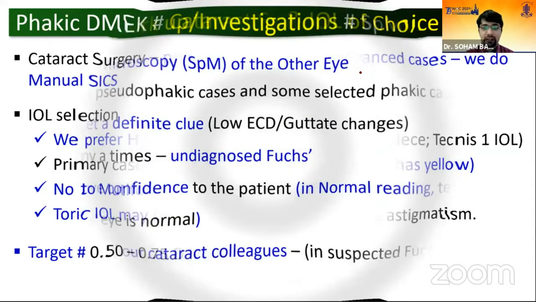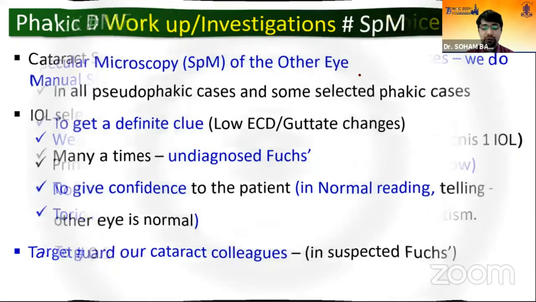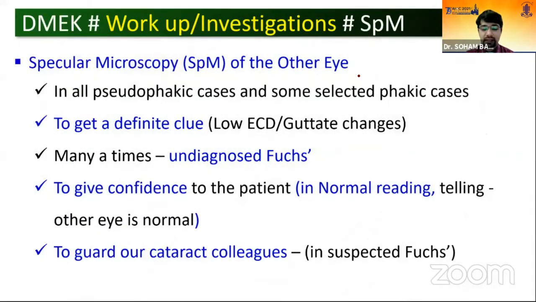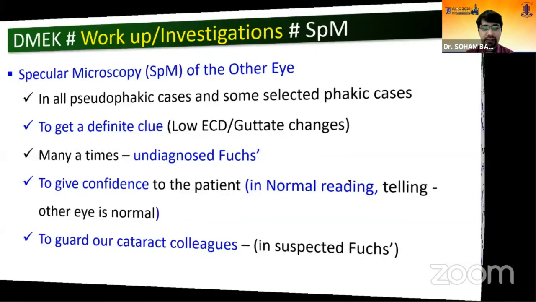Specular microscopy of the other eye is important in case you want to know if the other eye has any subtle corneal pathology going on. And it is also sometimes important to guard the cataract colleague who has done the primary surgery, because of medicolegal implications.